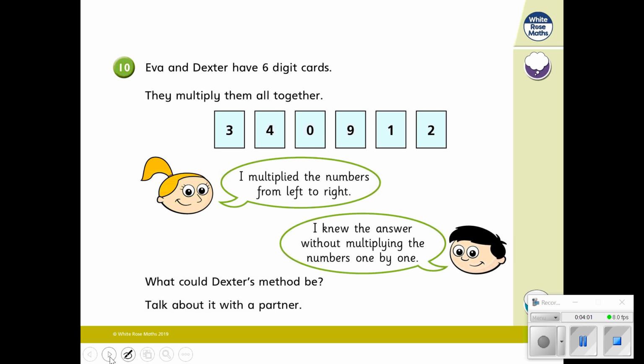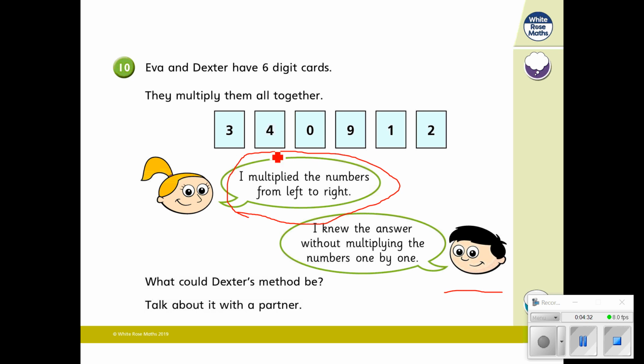Number 10. Now this is the one I really wanted to talk to you about. So Eva and Dexter have 6-digit cards. They multiply them all together. So there's 2 of them. Let's have a look at Eva first. Eva has multiplied all of the numbers from left to right to find the answer. Okay, and then clever Dexter knew the answer straight away. Well, I know the answer straight away. Do you? That's right. The answer is 0.